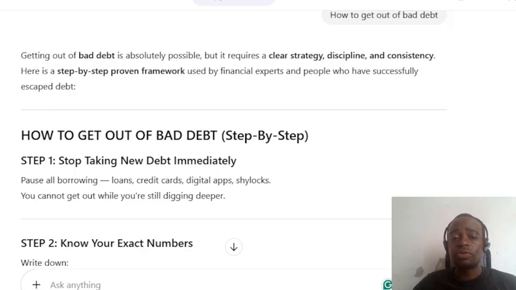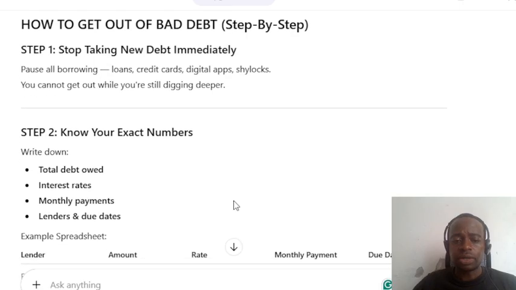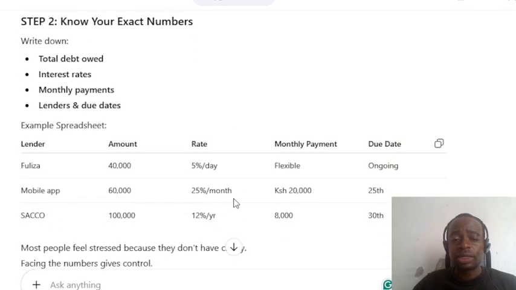Step number 2 is that you need to know the exact numbers. There's power in numbers, and you need to know the exact numbers. That is, write down the total debt that you owe, the interest rates, the monthly payments, the lenders, and due dates. And as you can see here, this is a very good example of a spreadsheet that you can use to track your debt.